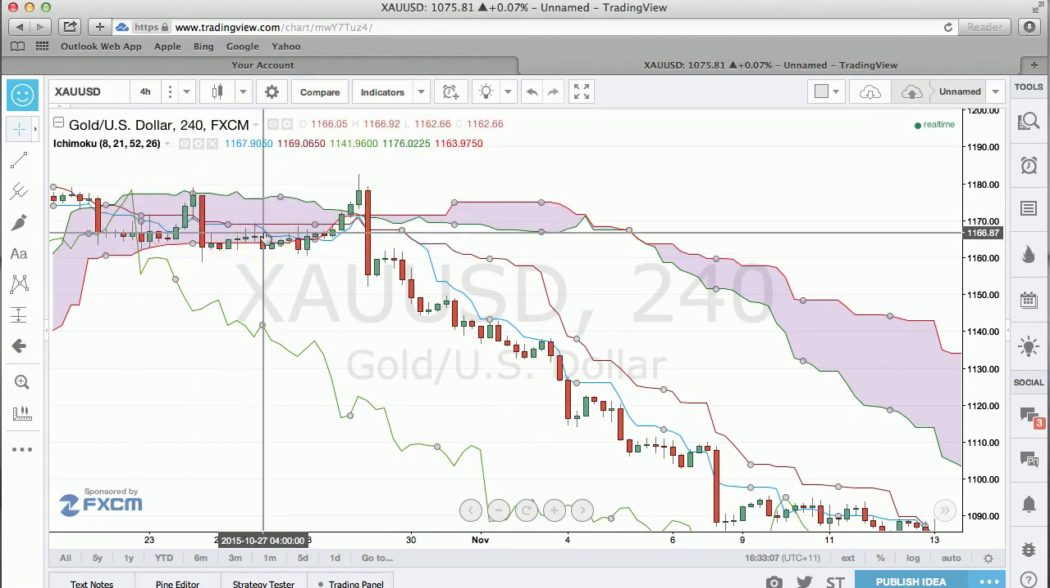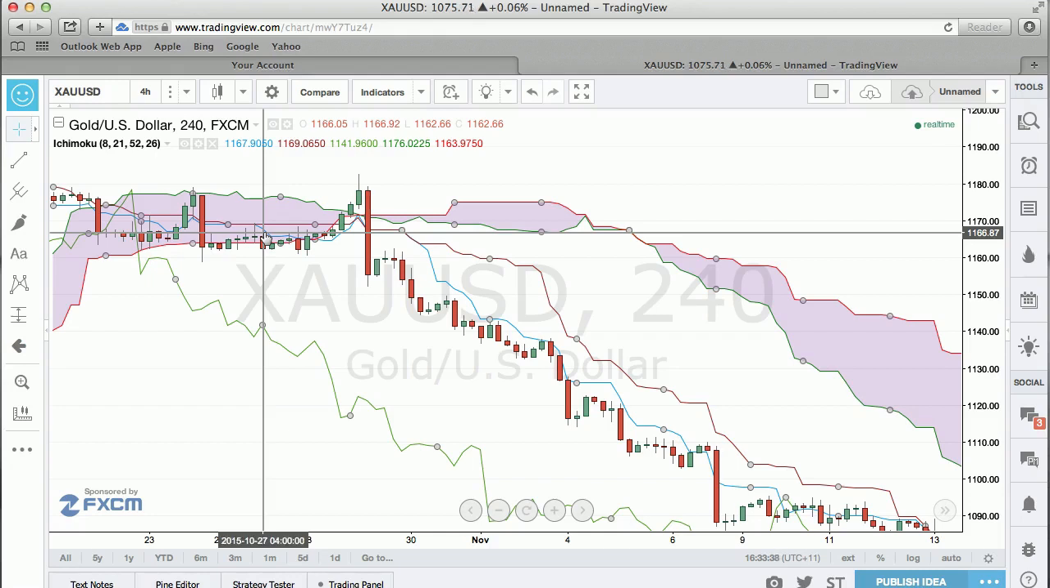There are a few reasons I use the Ichimoku Cloud, and it's one of my favorites. One of the reasons is it can show me whether I should be in a bullish or a bearish bias, so whether the trend is overall bearish or bullish. It can show me trend strength as well as potential support and resistance areas. I'm going to get into all this.